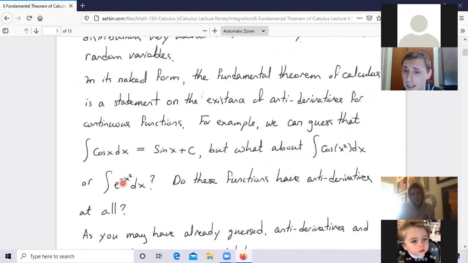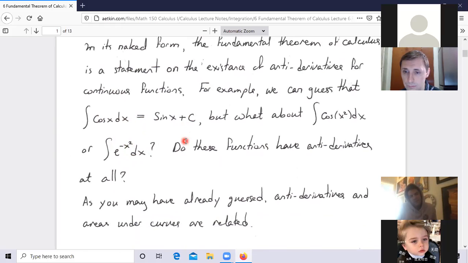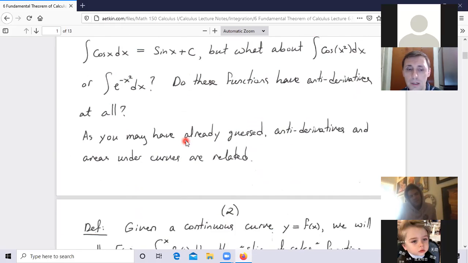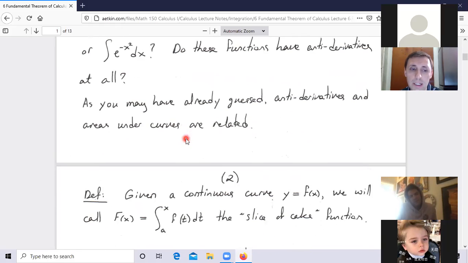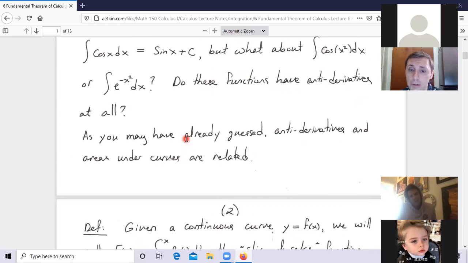If you are going to try, you're going to struggle, and you're not going to find any nice simple antiderivative for those functions. Like for cosine, you guessed it's sine, but for e to the minus x squared, it will be difficult for you to guess an antiderivative for this function. In fact, if you do your ordinary guessing, you will never be successful. Yes? So we're going to define a new type of function.